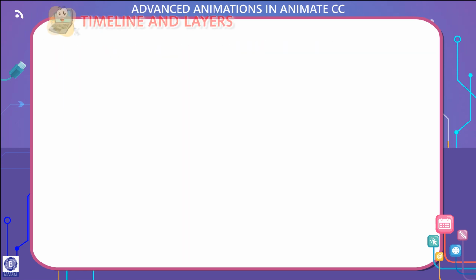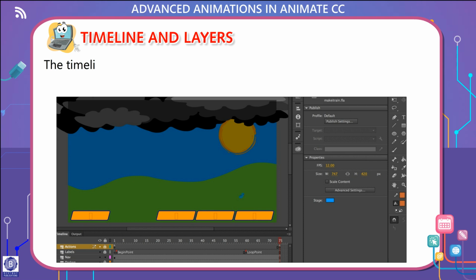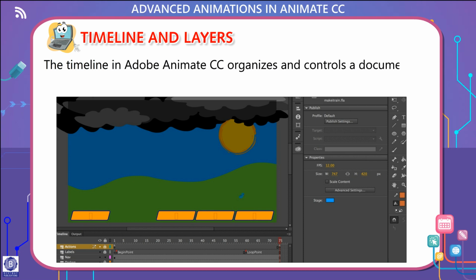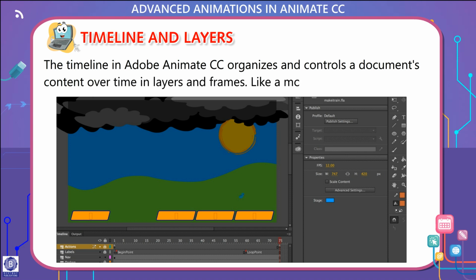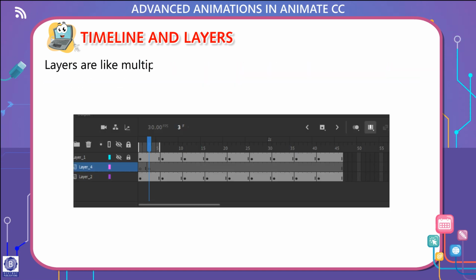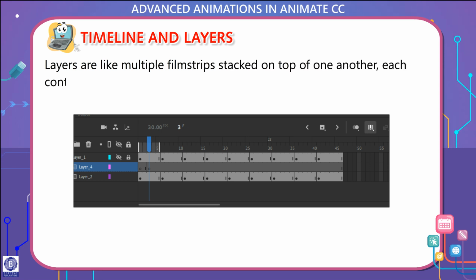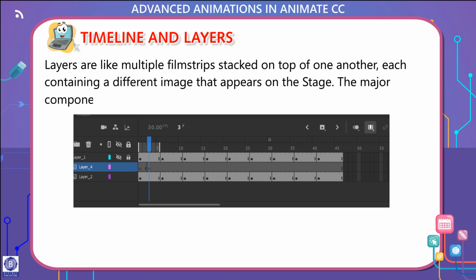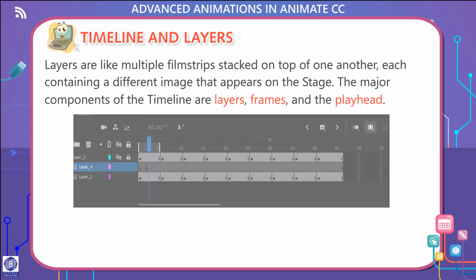movie. Timeline and layers. The timeline in Adobe Animate CC organizes and controls a document's content over time in layers and frames. Like a movie film, Animate documents divide lengths of time into frames. Layers are like multiple film strips stacked on top of one another, each containing a different image that appears on the stage. The major components of the timeline are layers, frames, and the playhead.